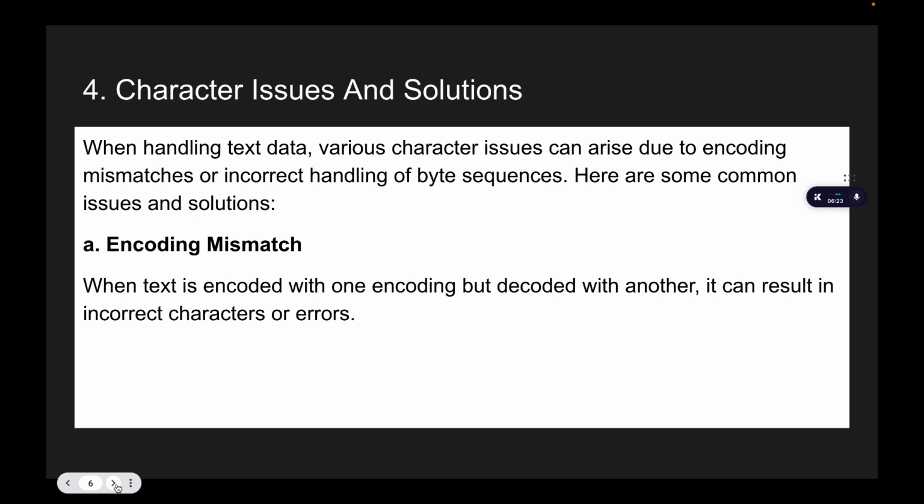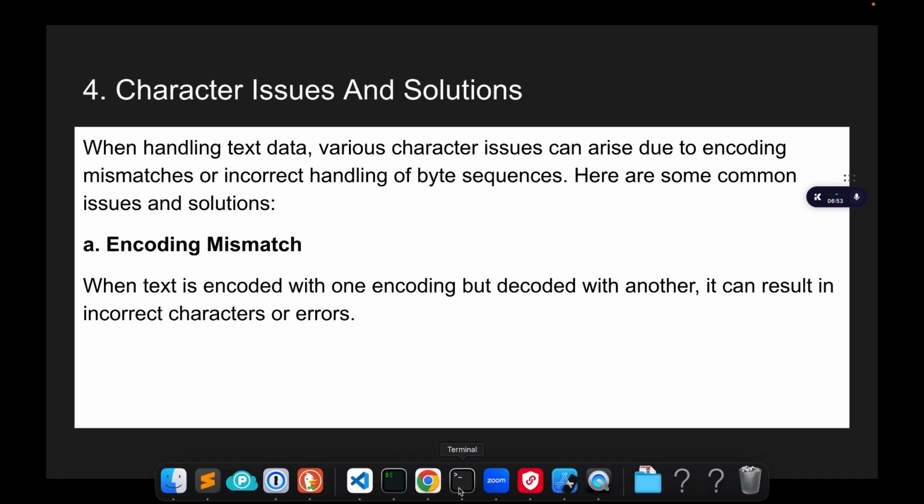So now I'll talk about character issues and solutions. When handling text data, various character issues can arise due to encoding mismatches or incorrect handling of byte sequences. Let's talk about an issue called the encoding mismatch. When text is encoded with one encoding but decoded with another, it can result in incorrect characters or errors.